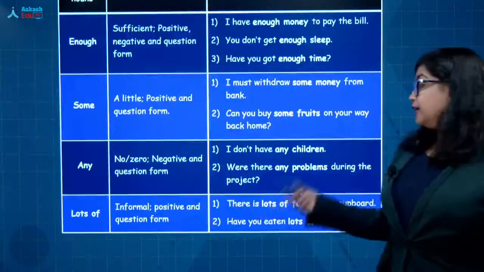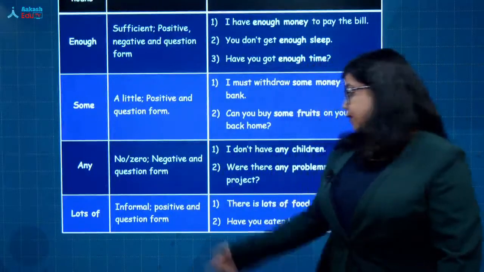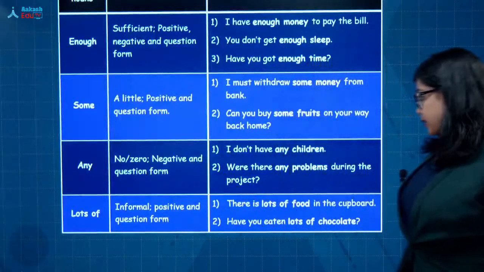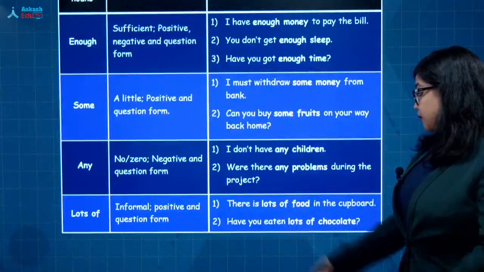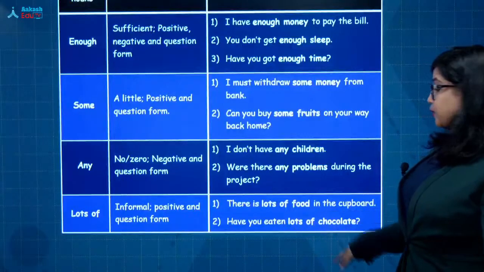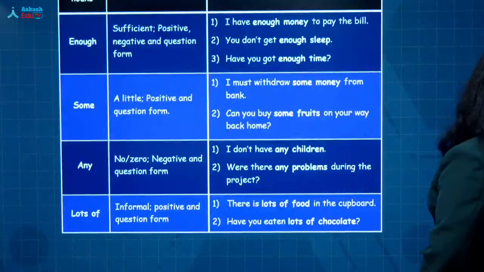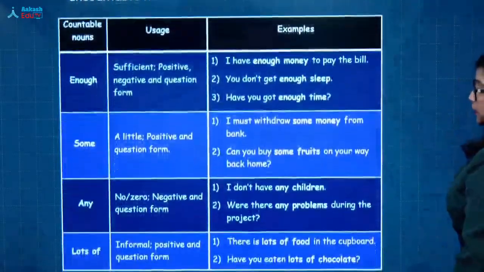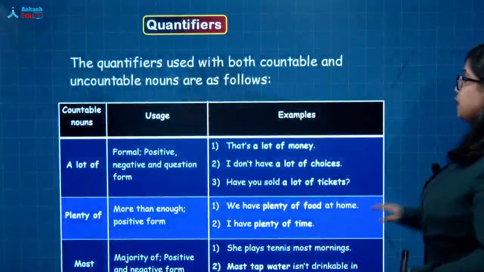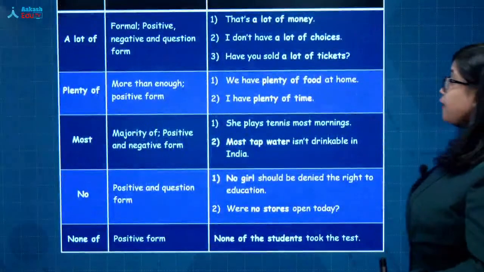Moving ahead with the next one, lots of. Lots of is used informally. It can be used in positive and question form. For example, there is lots of food in the cupboard. Have you eaten lots of chocolate? This is how we use it. Once again, you have enough, some, any, and lots of for both countable and uncountable nouns. Moving ahead, you also have a lot of.